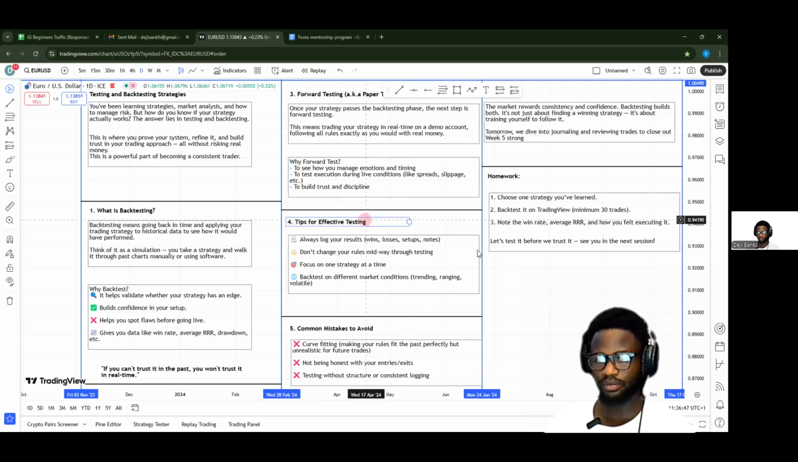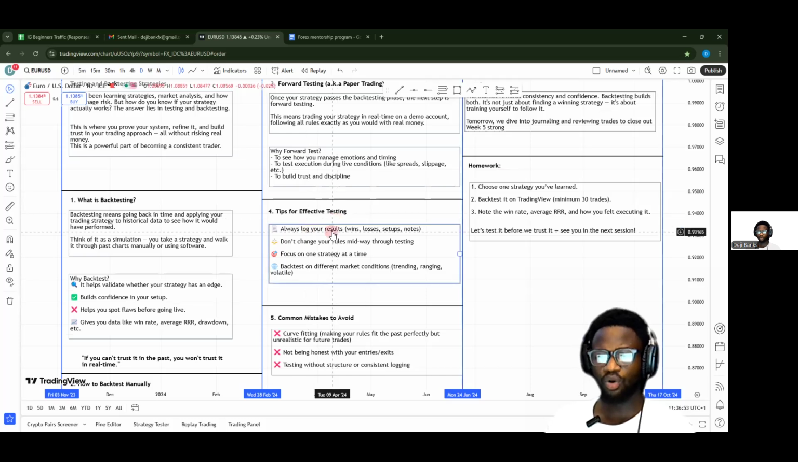All right. So tip for effective testing: always log your results. It's not working for you if you just enter that trade on your demo account, like, let me just enter, we'll check later tomorrow. What are you doing? You're wasting your time. The purpose of that demo account is so that you are able to build yourself. So you want to record them.